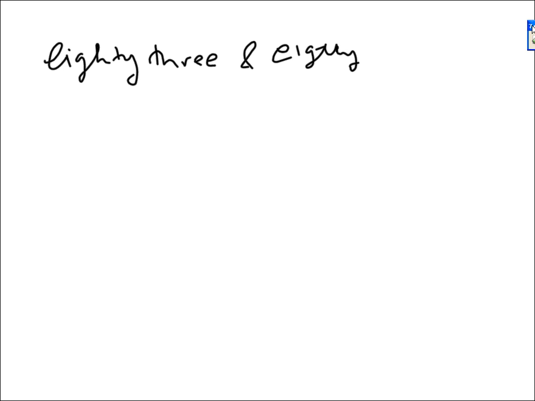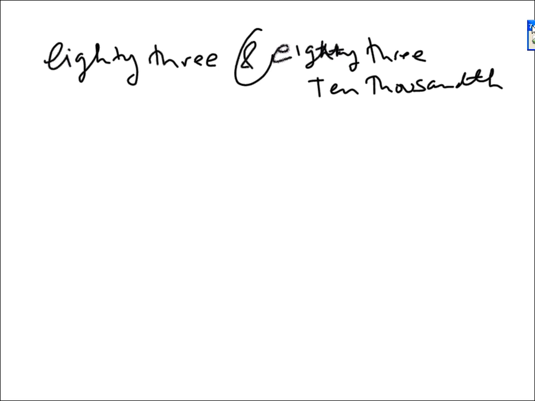Okay, let's try one more now to read it. Suppose you have 83 and 83 10,000ths. Okay, and very important. Here's and. Before and is 83. I know how to write that. Now, to the right is 83 10,000ths.